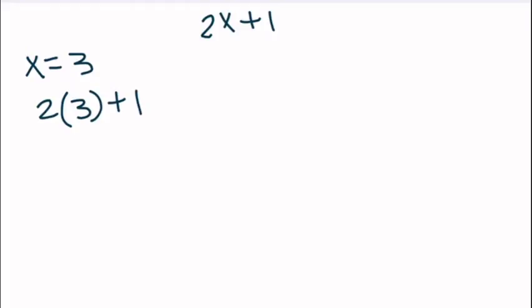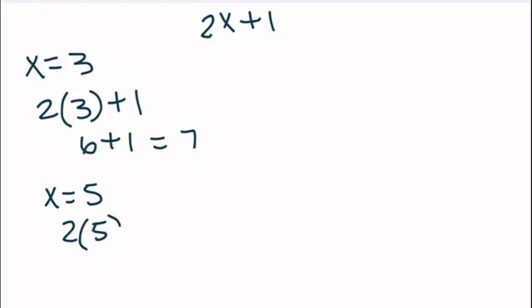And we learned in PEMDAS that we do the multiplication first. So 2 times 3 is equal to 6, plus 1 is equal to 7. Let's do the same for x equals 5. So we plug in 5 for x, and then add 1. So 2 times 5 is equal to 10, and 10 plus 1 is 11.